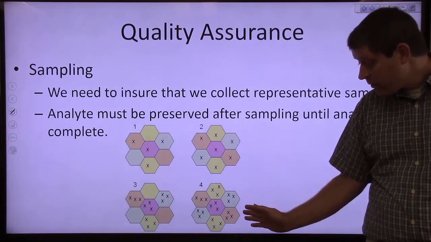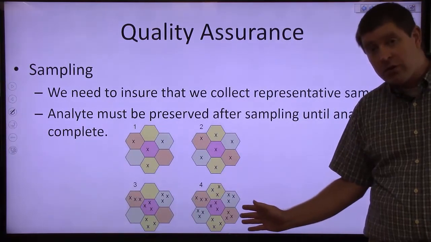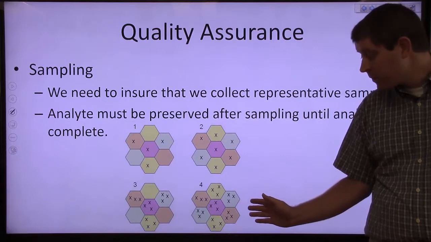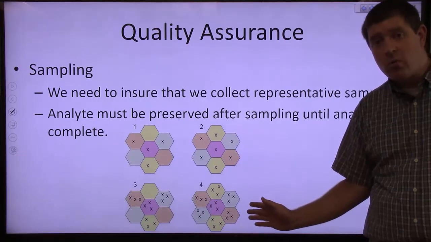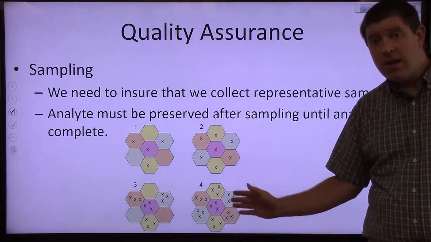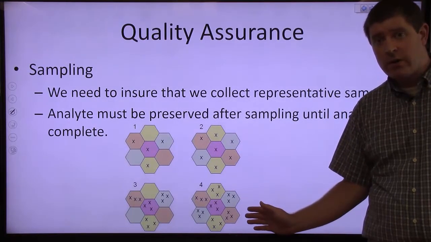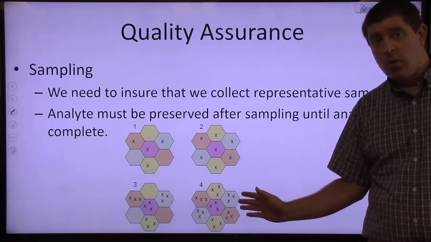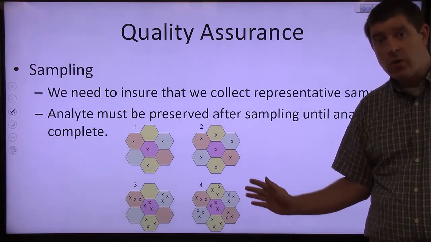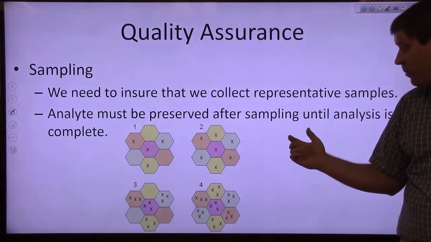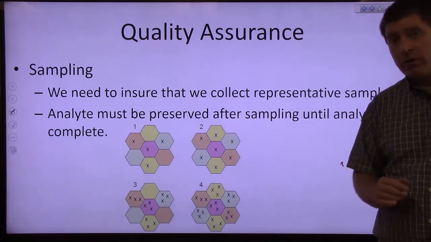Now, in this case, if you actually know that there are distinct regions within the area that you're sampling from, you probably do want to take more than 1 sample from each region. And that way you can compare within that region those data points against each other. And you'll have some idea of what the true mean is for each of those regions. Also remember that analyte must be preserved after sampling until the analysis is complete.